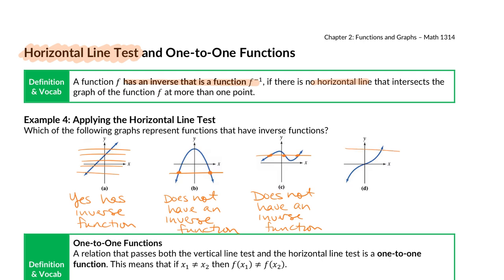But what about this last one? That one passes the horizontal line test, so what does it tell us? It tells us that yes, this function has an inverse that is a function. It passes a horizontal line test.